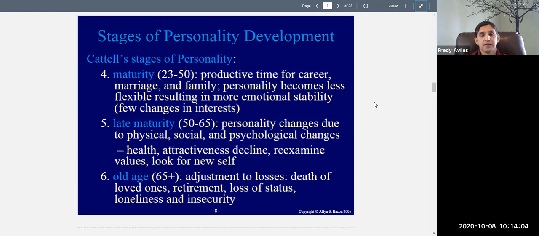And then you enter late maturity, 50 to 65, right? He called that late maturity. Here, your personality begins to change because of physical, social, and psychological changes. So physically, you begin to change from 50 to 65. You no longer have all that energy. You get tired more easily. If you haven't been taking care of yourself, you can have health problems. Your health declines. Attractiveness declines.